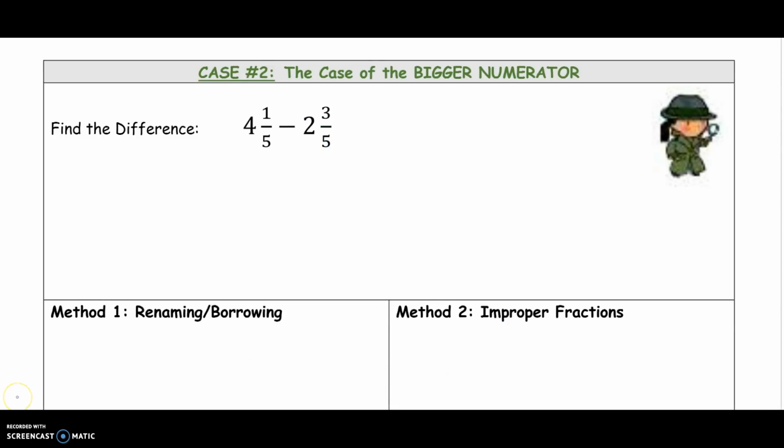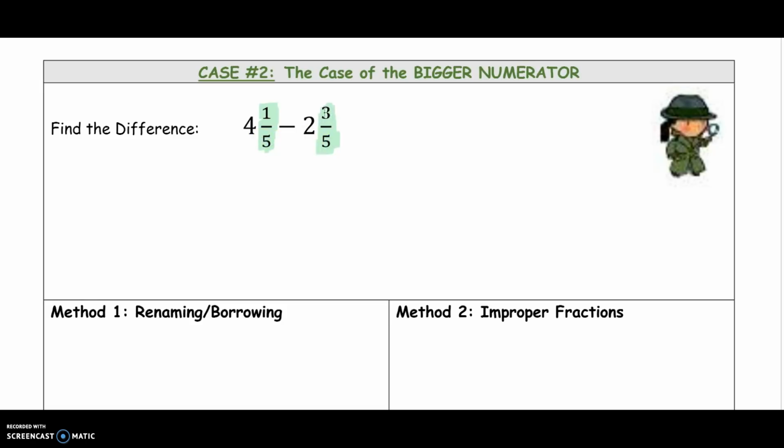Case 2, the case of the bigger numerator. We want to find the difference between 4 1/5 and 2 3/5. If we go to solve this problem like we normally would, we would have to subtract 1/5 minus 3/5. But when you look at that, I can't take away 3/5 from 1/5.